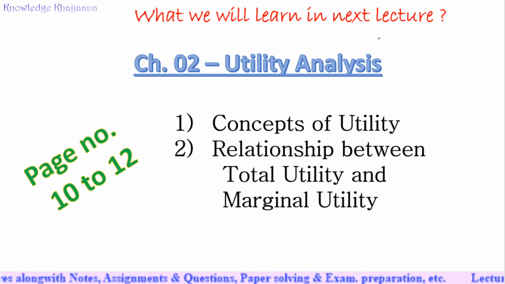What will we learn in our next lecture? We will learn the concepts of utility and the relationship between total utility and marginal utility, which is given on pages 10 to 12. Slowly we are learning the difficult concepts. These are important concepts. So what is the prerequisite? You should read the concept from the book and try to understand it. Later on, I am there to teach you, but I hope you read the concepts first.